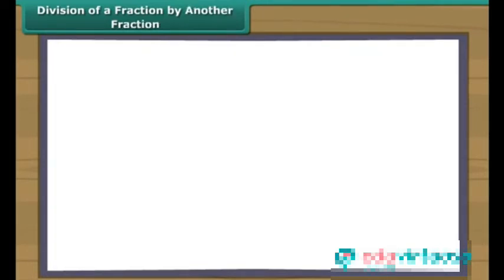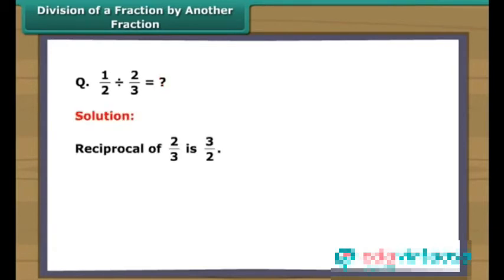Division of a fraction by another fraction. Friends, can you find half divided by 2/3 now? The reciprocal of 2/3 is 3 upon 2. Thus, half divided by 2/3 is equal to half multiplied by 3 upon 2. This is equal to 3/4.